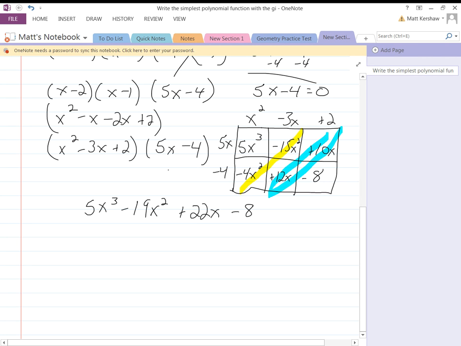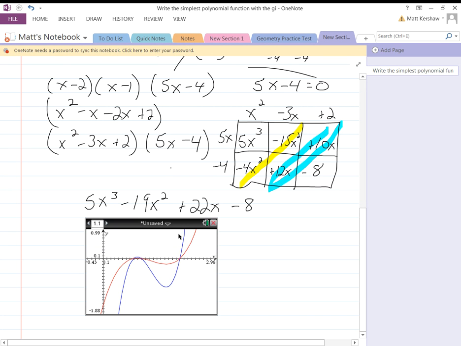So if you were to check this answer, if this was your homework question, it might look a little different in the back of the book. But like we talked about, the graph can look different, but still have the same x-intercepts. So this is a good function.